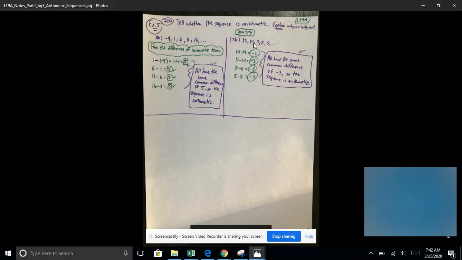14 minus 17 is negative 3. 11 minus 14 is negative 3 as well. So far so good. It's arithmetic. Keep going. 8 minus 11 is negative 3. And then 5 minus 8 is negative 3. So from this point, you notice that they all have the same common difference of negative 3. So the sequence is arithmetic.